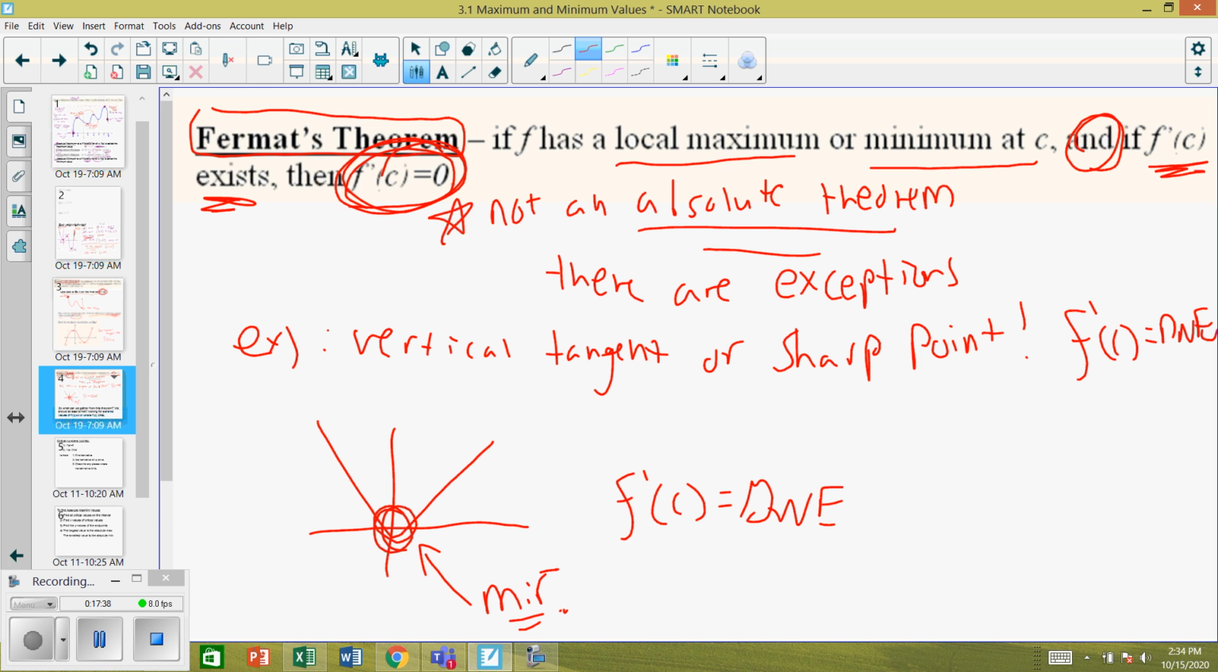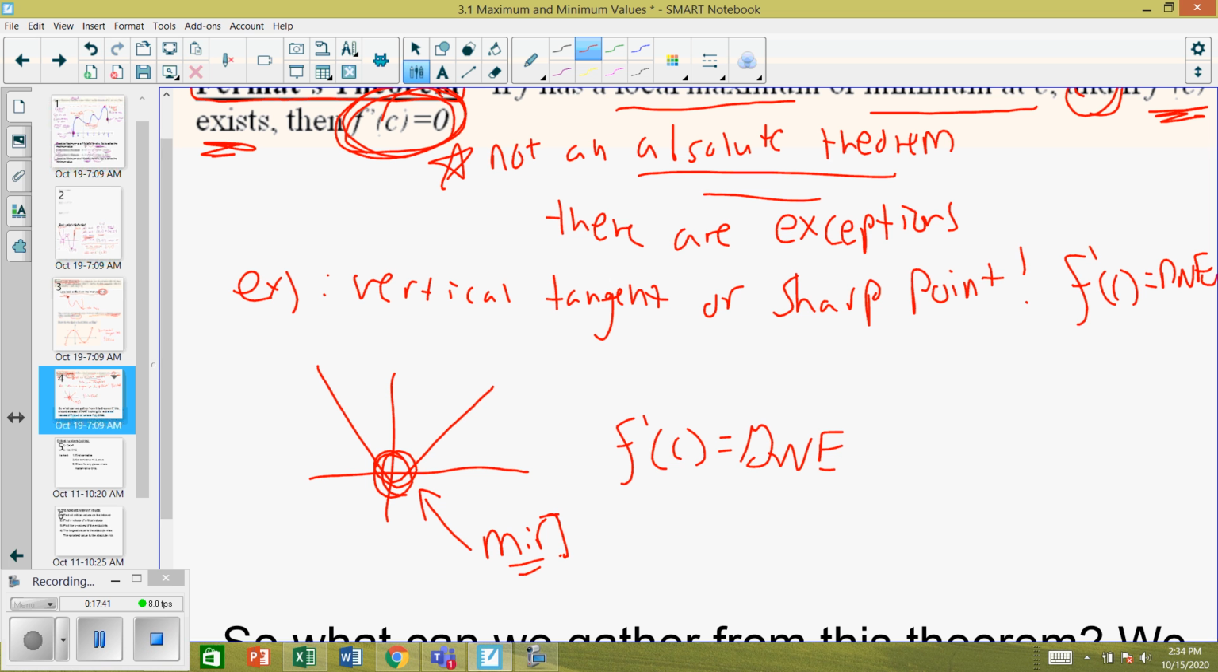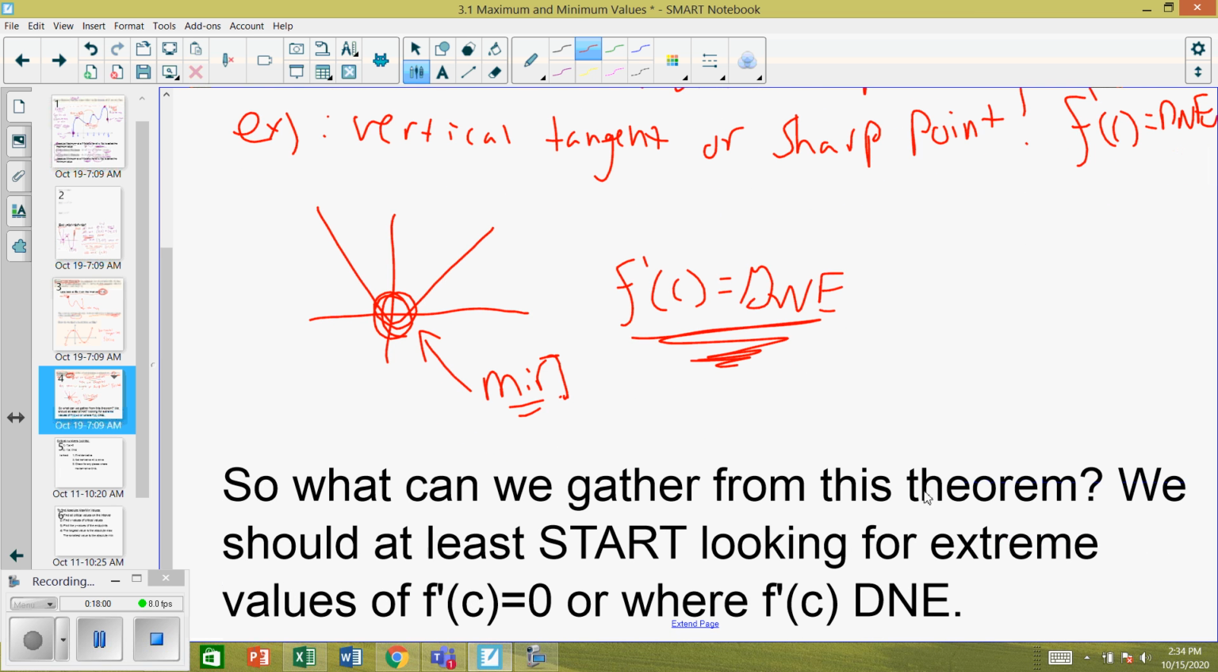Okay? So there's a perfect example of what I'm trying to explain. This is a minimum value. But f prime of c does not equal 0. So we can't always go based off of the fact that f prime of c equals 0 means we have a max or min. We sometimes have to consider when f prime of c does not exist, because that could be at sharp turns and stuff like that. So what can we gather from this theorem? We should at least start by looking for extreme values where f prime of c equals 0 or where f prime of c does not exist. Those tell me where I have maxes or mins, because that's where I have vertical or horizontal tangent lines. We know this already.